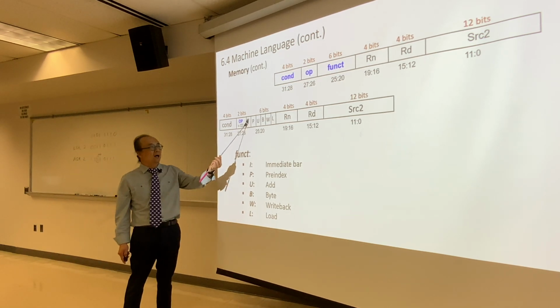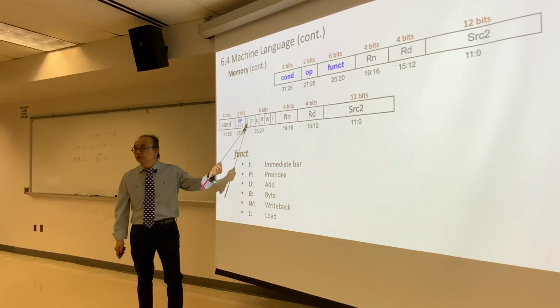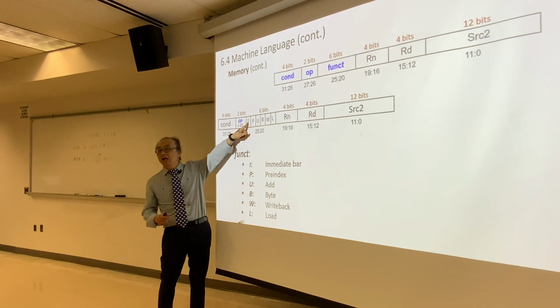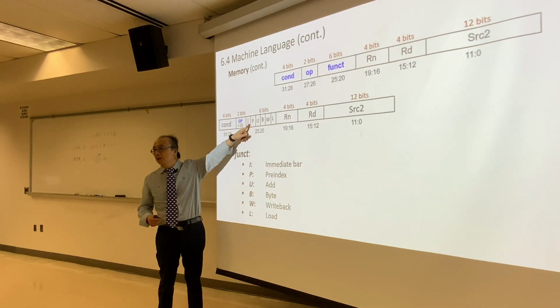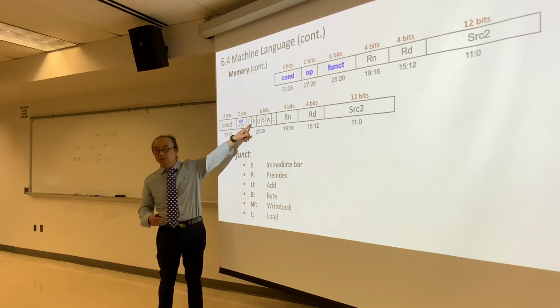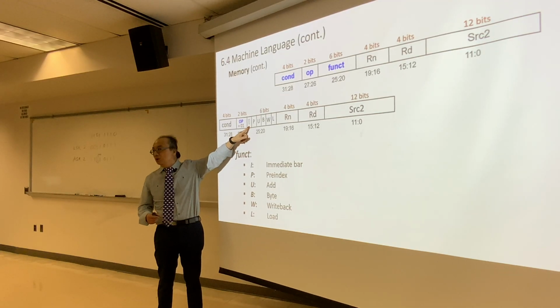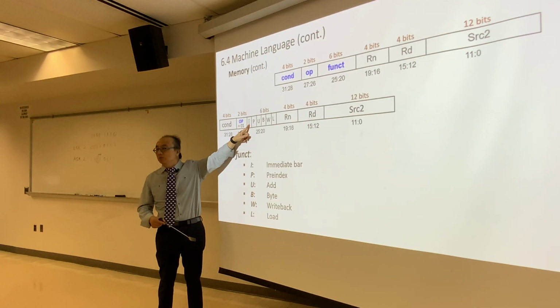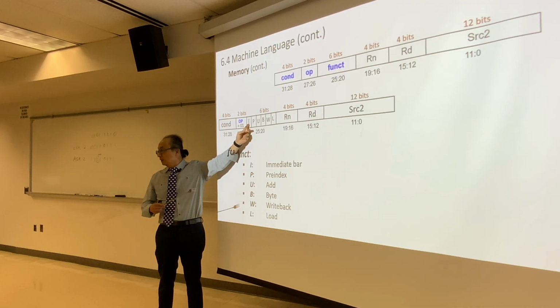This is the I bar. I is the immediate. So if it's immediate, we need to put 0 this time. If it's not immediate, we need to put 1. So it's the I bar. Please note that, it's not just I. It's the I bar. This portion is a 0, that's the immediate. This portion is 1, it's not immediate. It's the opposite from the data processing.